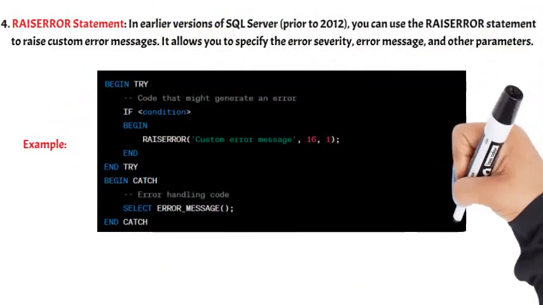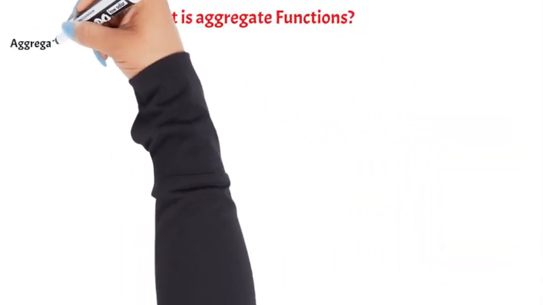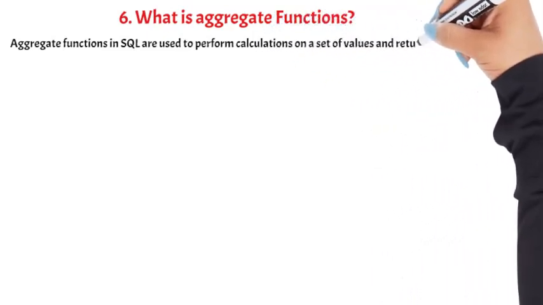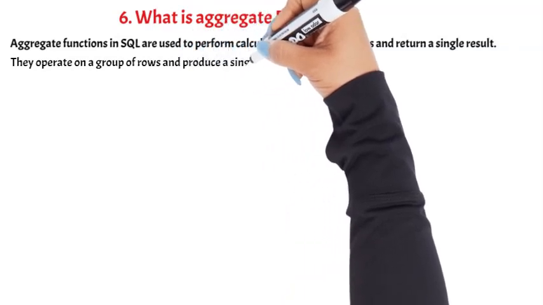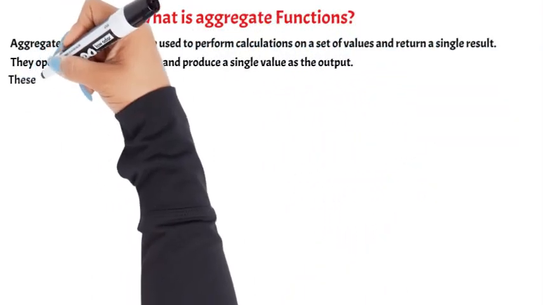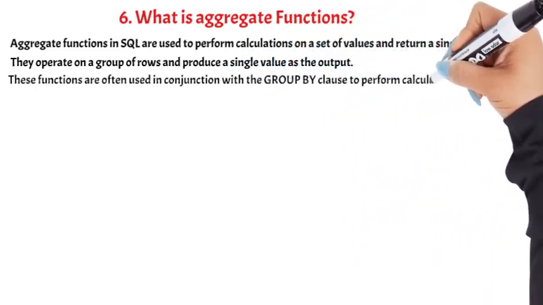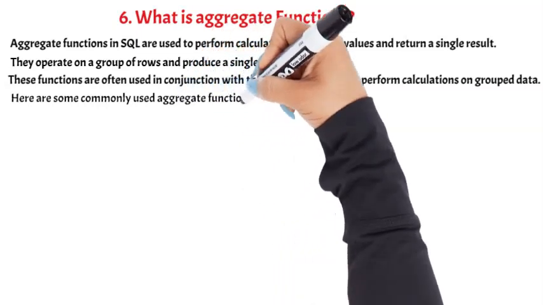Example 6. What are aggregate functions? Aggregate functions in SQL are used to perform calculations on a set of values and return a single result. They operate on a group of rows and produce a single value as the output. These functions are often used in conjunction with the GROUP BY clause to perform calculations on grouped data. Here are some commonly used aggregate functions.